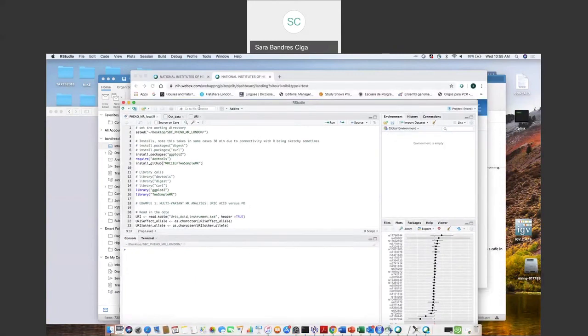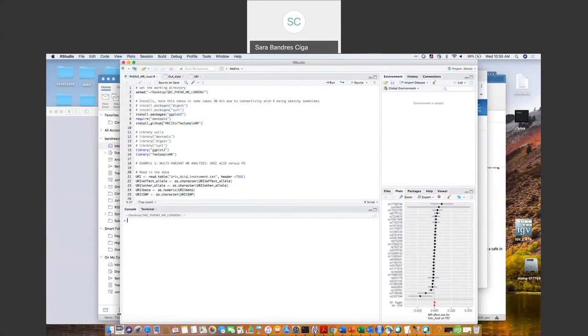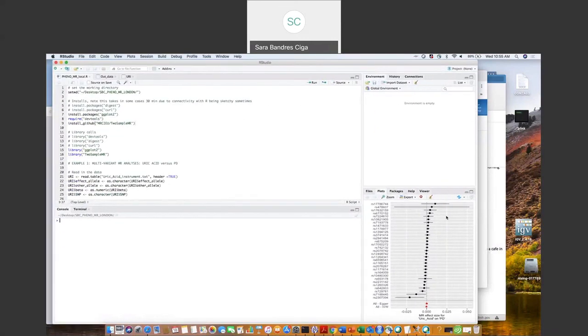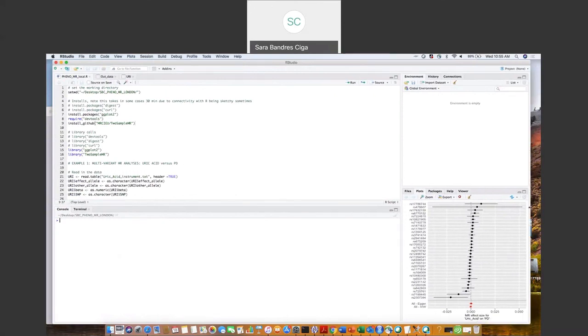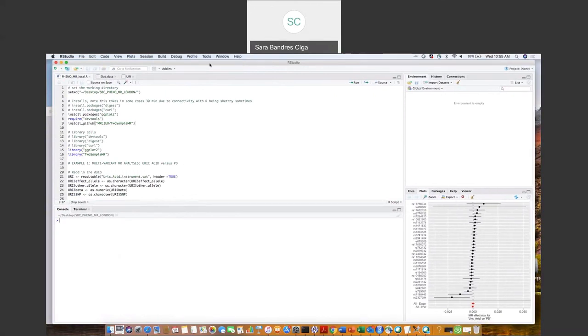So you are going to need RStudio, and you are going to need to install the package and some libraries. I have here some instructions of everything that you have to do. You are going to open that folder, and in the folder you will find a script that finishes in .r. You are going to open that.